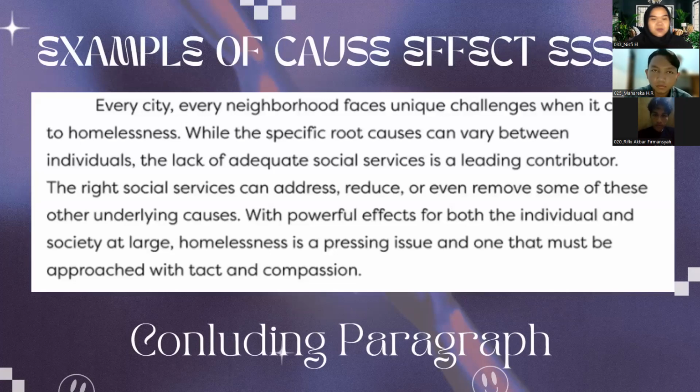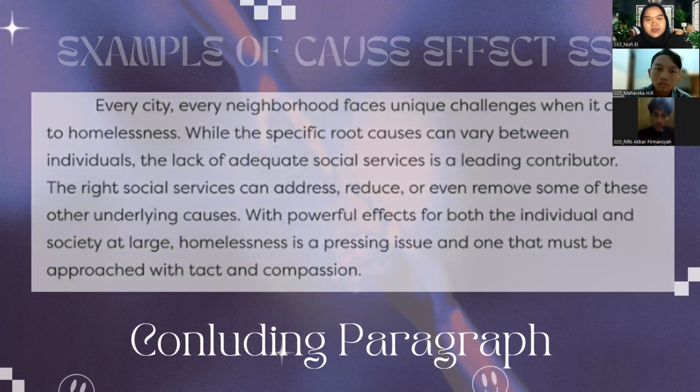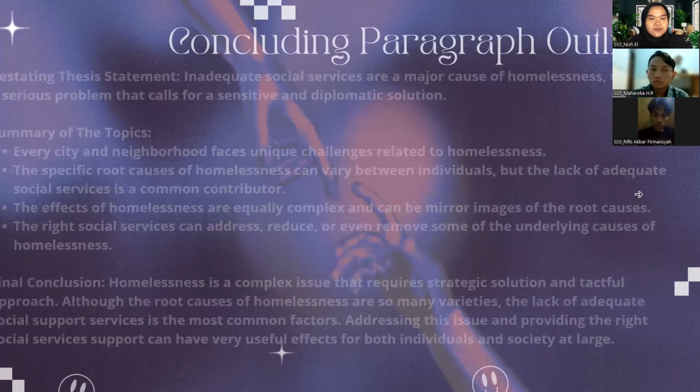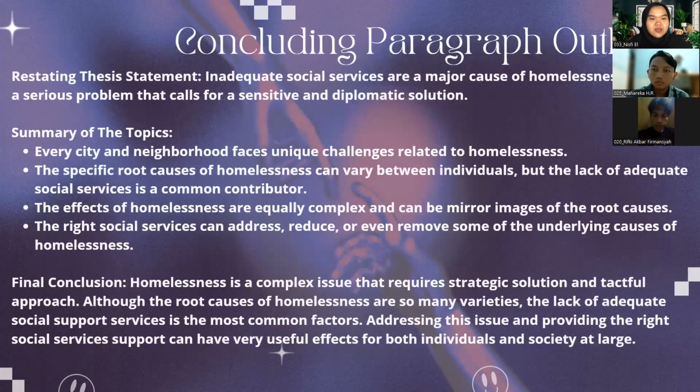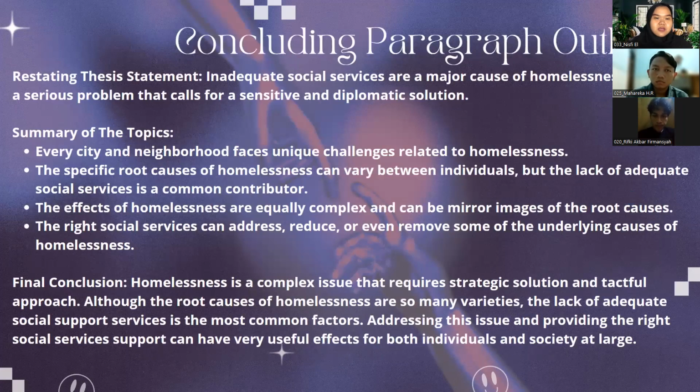This is the last paragraph, or we say the concluding paragraph. Let's move to the outline. There are some parts here. The first is restating the thesis statement: inadequate social services are a major cause of homelessness, which is a serious problem that calls for a sensitive and diplomatic solution. The summary of the topics, we have 4 points.